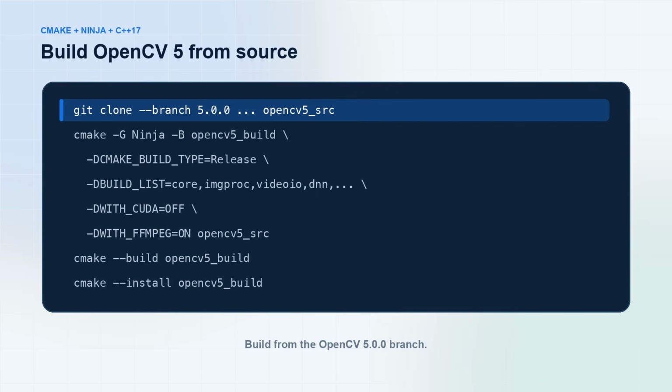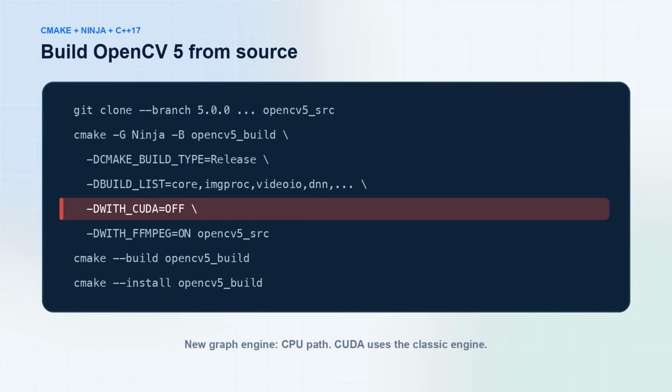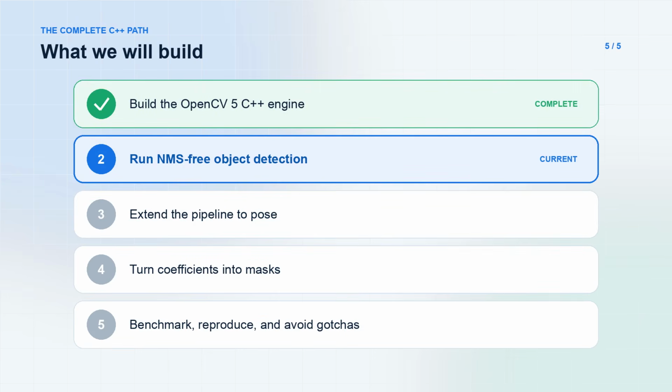Okay, so setting this up requires building OpenCV5 directly from source. There's no simple plug-and-play package installer shortcut here when you want the bleeding-edge features. It takes a few extra minutes, but it gives you total control. First, make sure you're building directly from the 5.0.0 branch so you get the latest graph engine updates. Second, you absolutely must enable FFmpeg during your build by setting WITH_FFMPEG to ON. If you skip this, your video processing simply won't work and you won't be able to read or write video files. Finally, we actually intentionally turn WITH_CUDA to OFF. Now, why would we turn off GPU acceleration? Because our primary goal today is to prove just how beautifully and efficiently this entire pipeline runs on pure CPU power alone.